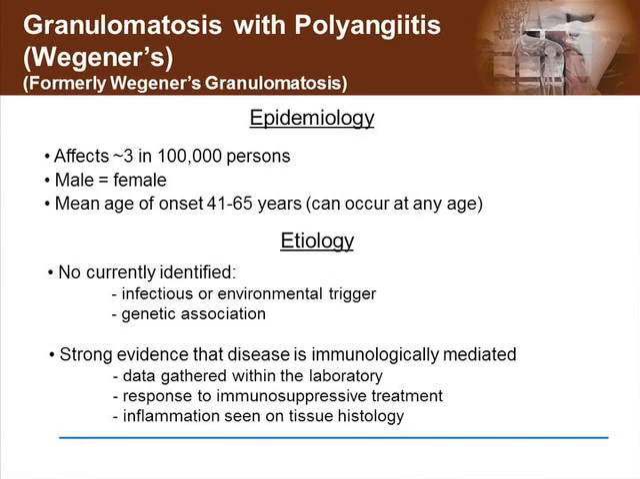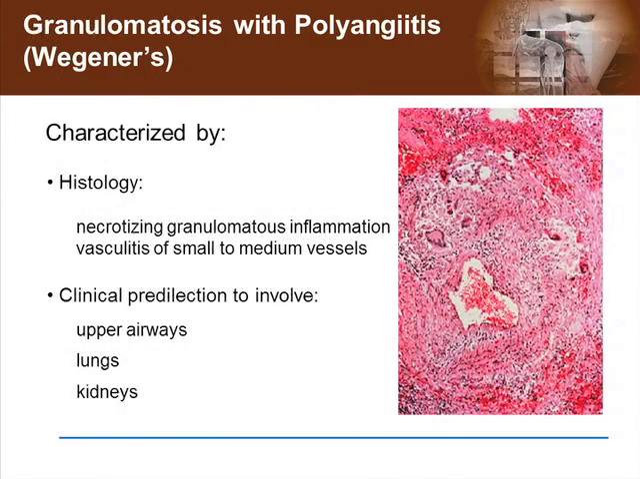In terms of etiology, there has been no currently identified infectious or environmental trigger or genetic association, although investigations remain active into all of these possible associations. However, there has been strong evidence that the disease is immunologically mediated. This comes from data gathered within the laboratory, the responsiveness that we see to immunosuppressive treatment, and evidence of inflammation seen on tissue histology. And indeed, histology is one of the 2 key characteristics by which this diagnosis is known, in which we see evidence of necrotizing granulomatous inflammation and vasculitis affecting the small to medium-sized vessel.